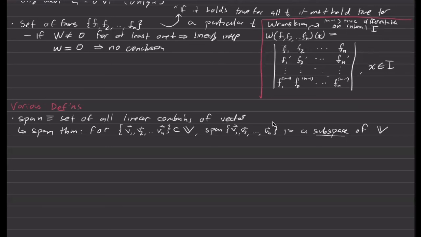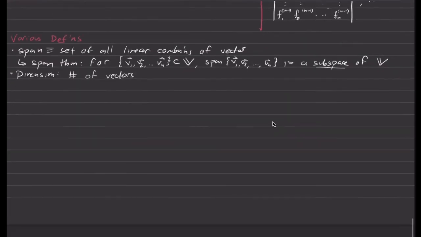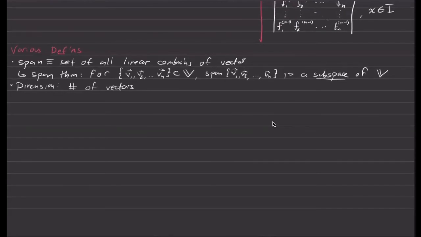Okay, dimension. It's the number of vectors in what we call the basis. A particular example that we can analyze is the set of polynomials, P sub n. The dimension of our polynomial space P sub n is n plus 1.